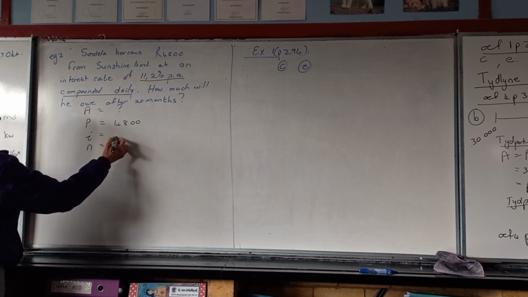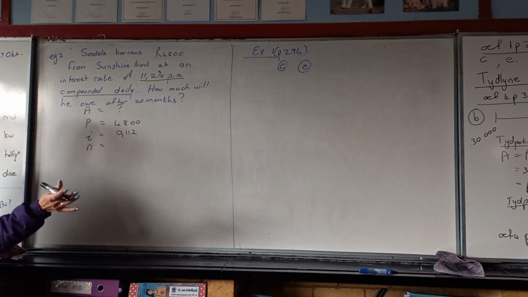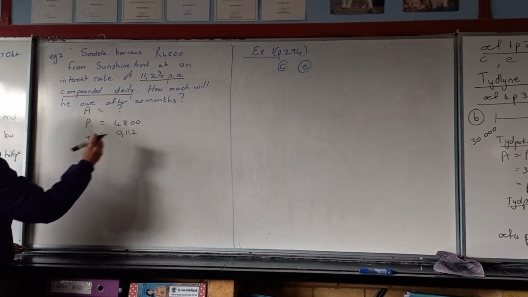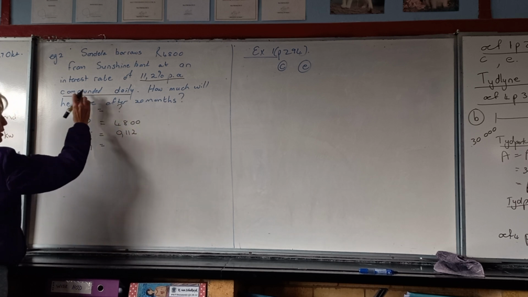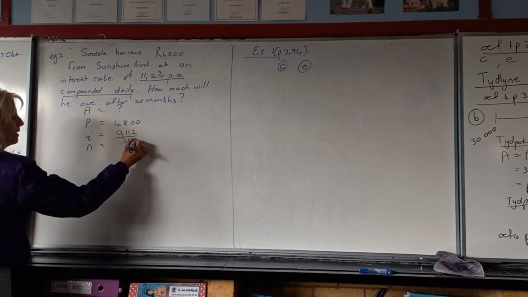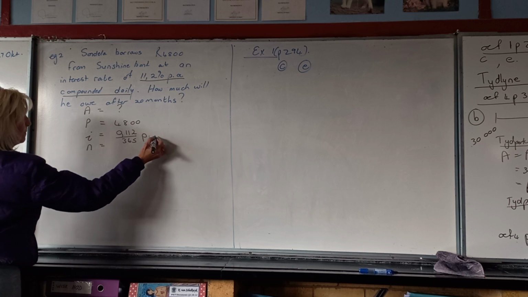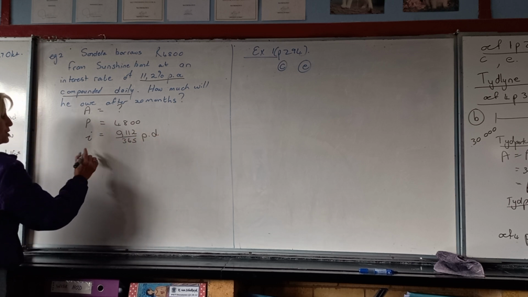i is 0.112, and you can't round off, it's exact, right? That would be per year. But I've got to do it per day. So divide by 365. So that's going to be per day. Now my n has to be per day.